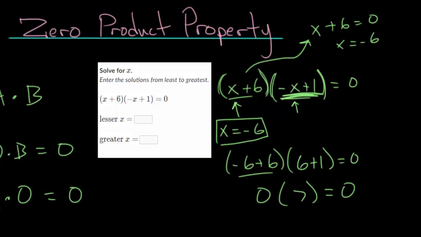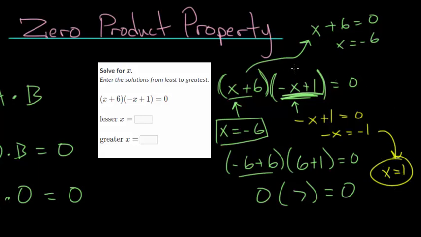We'll do the same thing for this one. You have minus x plus 1, and we'll just say this has to be 0. And then subtract 1 on each side, you get minus x equals minus 1. Multiply everything by negative 1, and you just get x is 1. But this, again, should make sense, because if you plug in 1 here, you get minus 1 plus 1, which is 0. And it doesn't matter that this is 7, because 0 times anything is 0. So we found our two answers. The lesser value is the more negative one, so that would be minus 6. And the greater value would be 1.